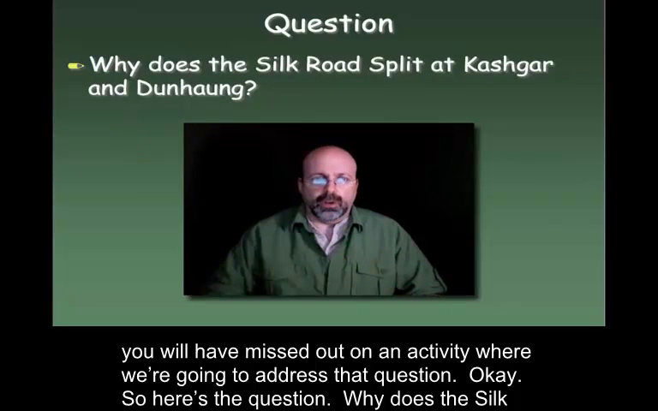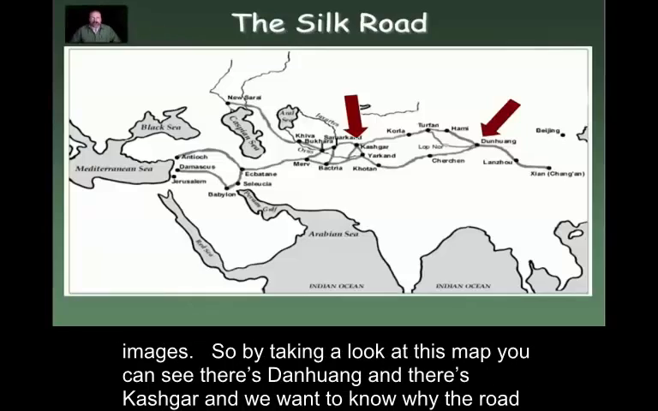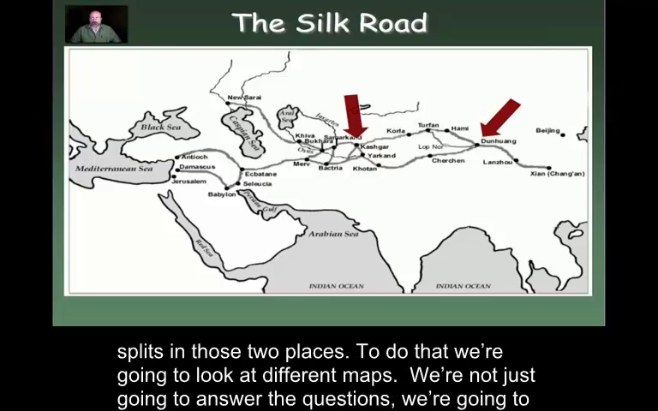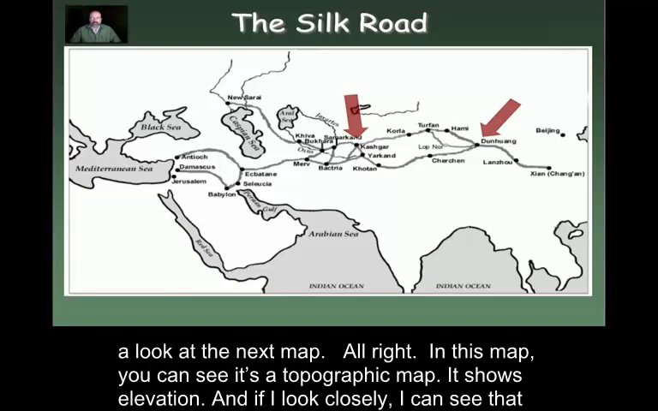Okay, so here's the question. Why does the Silk Road split at Kashgar and Donghuang? You want to be able to answer this question by the time you're done looking at some of these images. So if I take a look at this map, you can see there's Donghuang and there's Kashgar, and we want to know why the road splits in those two places. To do that, we're going to look at different maps. We're not just going to answer the question, we're going to look at a variety of maps. Now, this map that we're looking at now just shows the road, but it doesn't show any other features. So let's take a look at the next map.